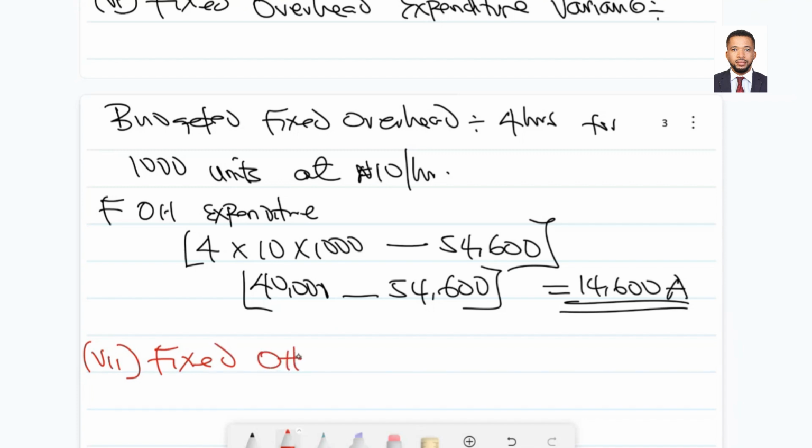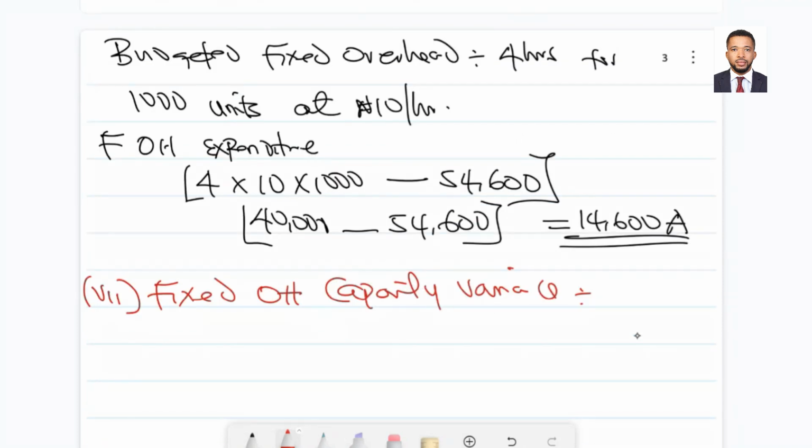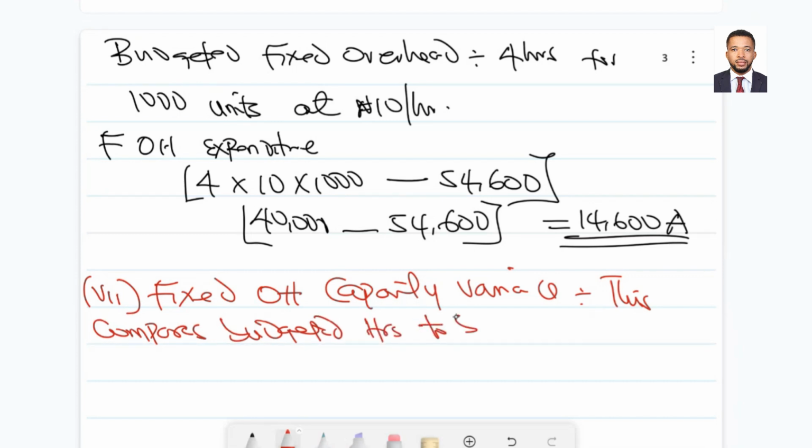Fixed overhead capacity. All right. So please take note. Under your cost variance, this is the only one that has opposite interpretation to cost. When you talk of capacity, we are saying that this compares the budgeted hour to be available with the actual hour available.